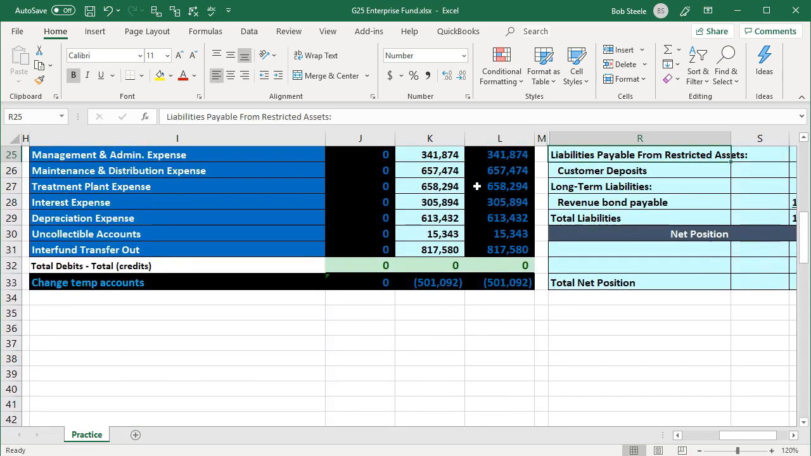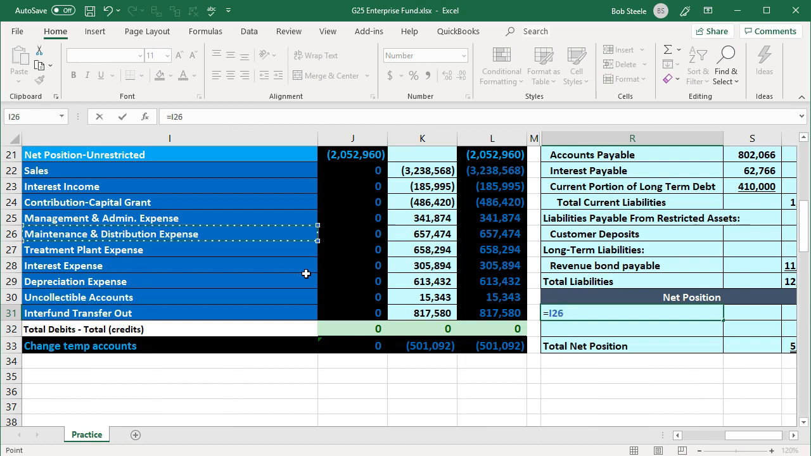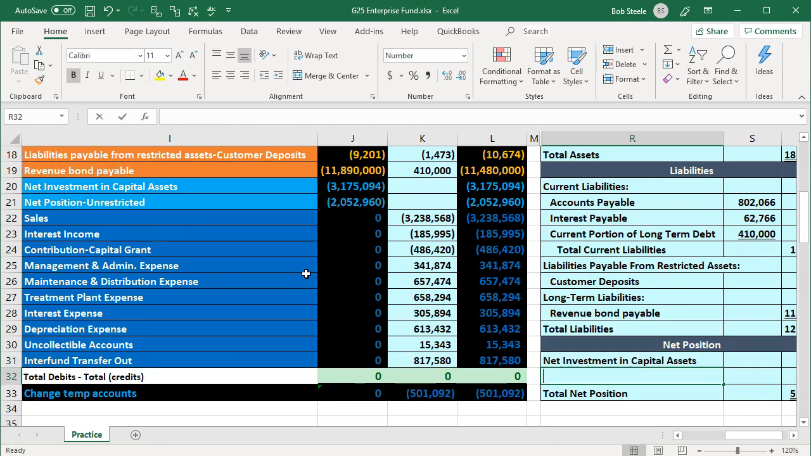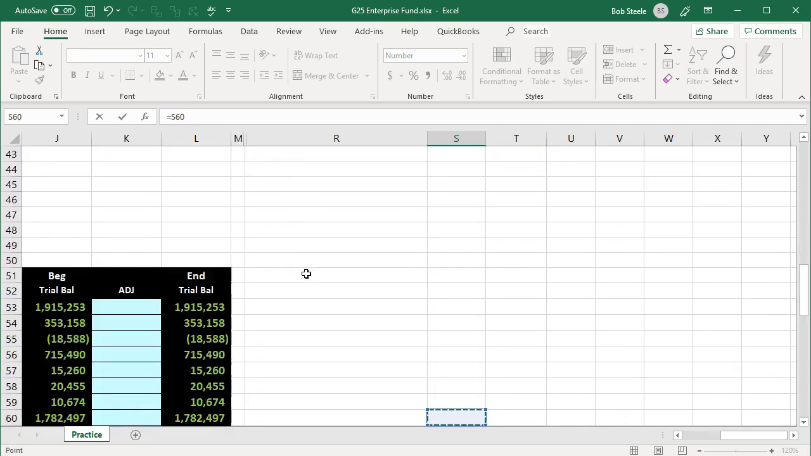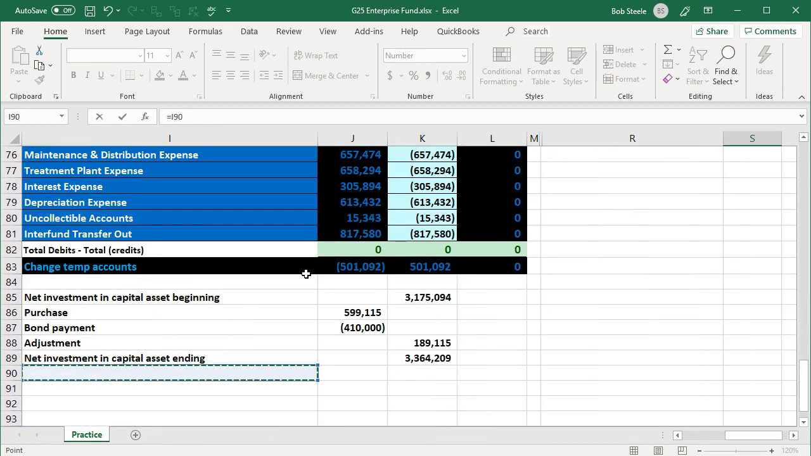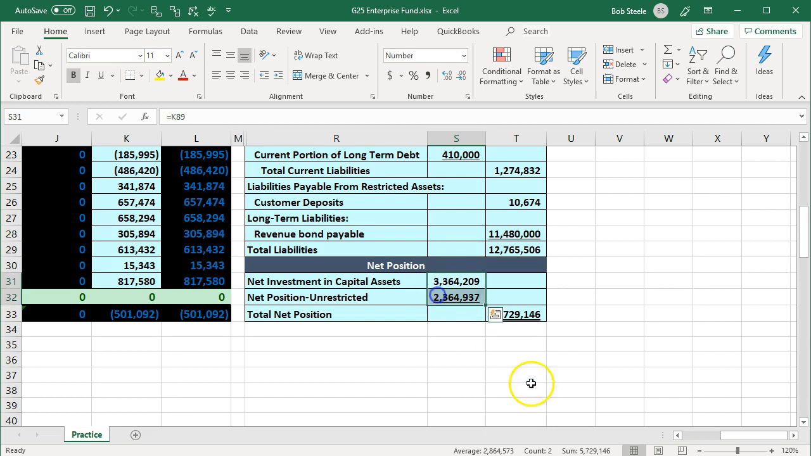So we're going to say, all right, between these capital accounts, we have two capital accounts involved. So I'm going to say this equals the net position or net investment in capital assets, and this equals the net position unrestricted. The amount that we're going to put into the net investment in capital assets is going to be according to our calculation down below, which is going to be this amount. And then the difference between the two, which is going to be the total minus this, is what we're going to put in the net position unrestricted. So if we add these two up, it's going to be the 5,729,146.